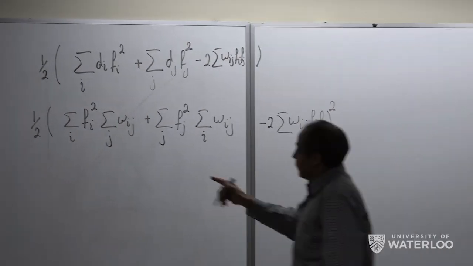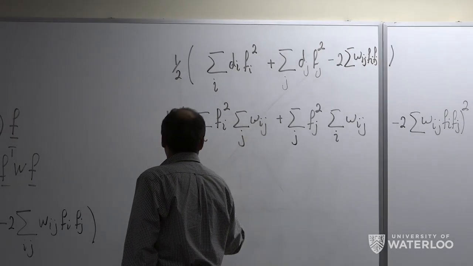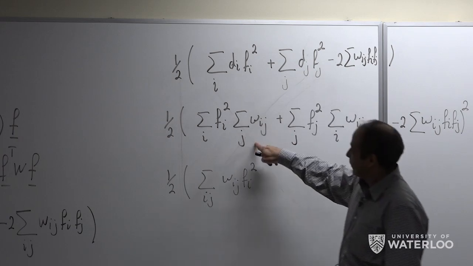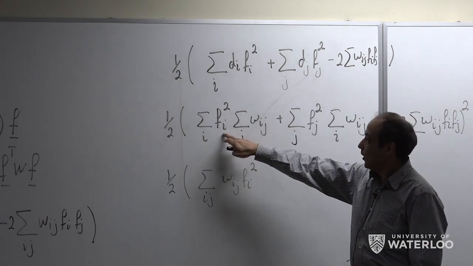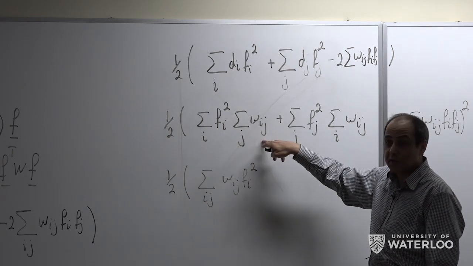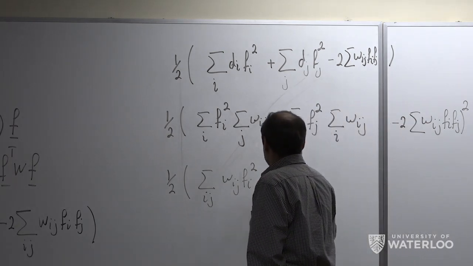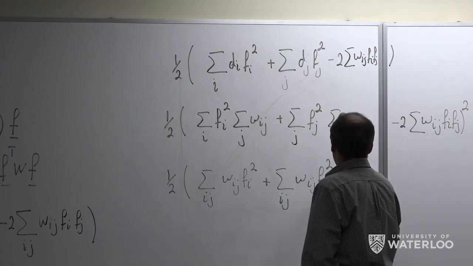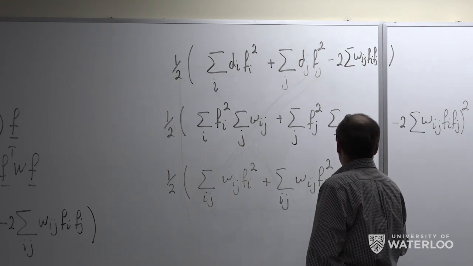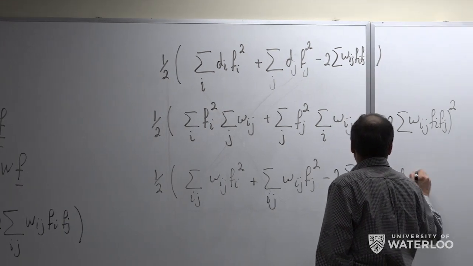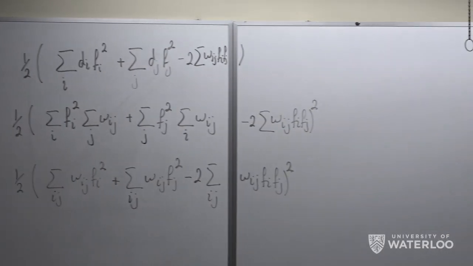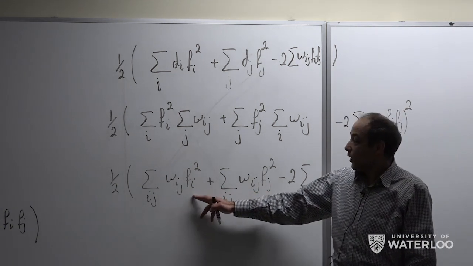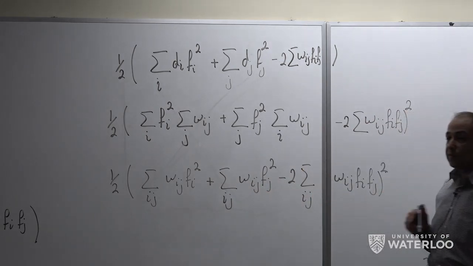Okay. So this term, actually, I can write as summation over ij of wij fi squared. Right? This fi doesn't have the index of this summation, so I can take it inside. And this term, the same, would be summation over ij of wij fj squared. And the last term is -2 sigma ij wij fi fj. Okay, what this summation is, wij times fi squared plus fj squared minus 2fi fj.